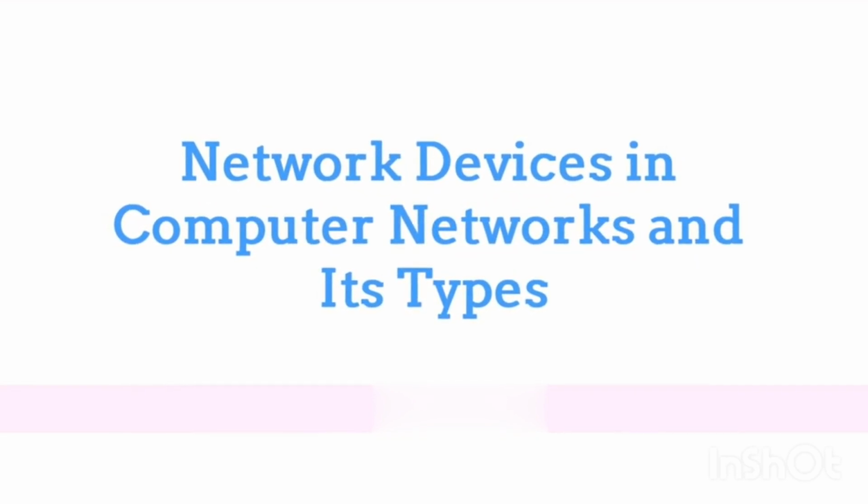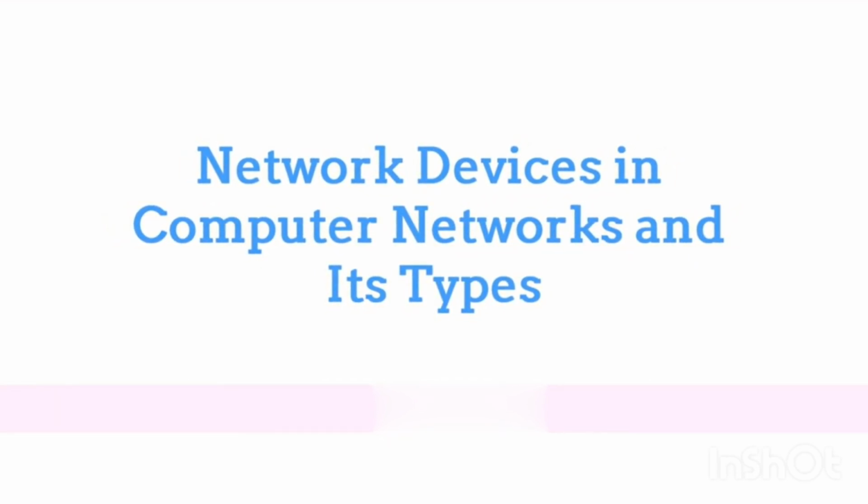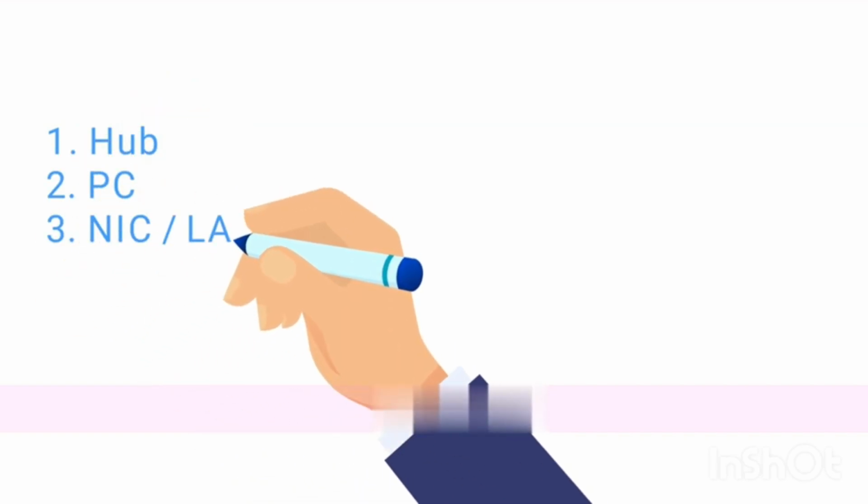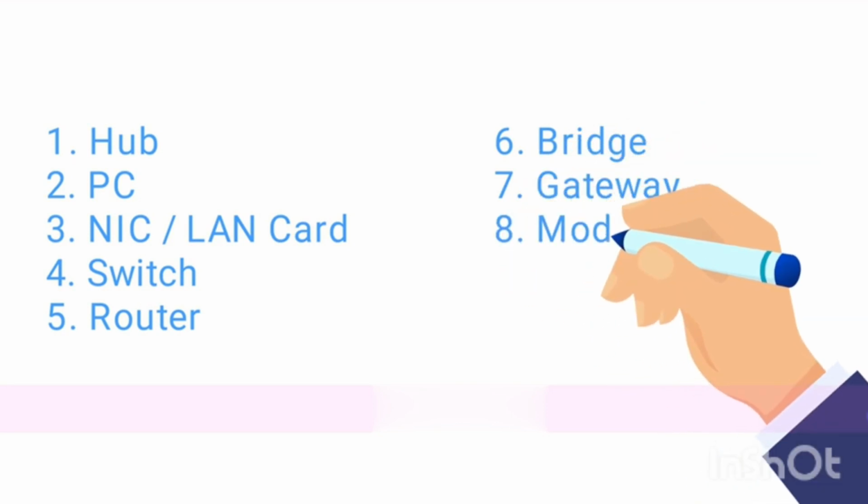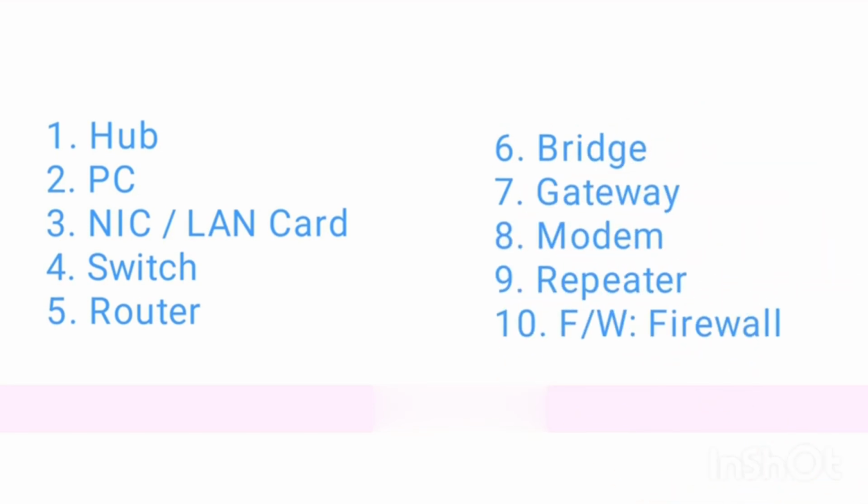Network devices in computer networks and its types: Hub, PC, NIC (LAN card), switch, router, bridge, gateway, modem, repeater and firewall.